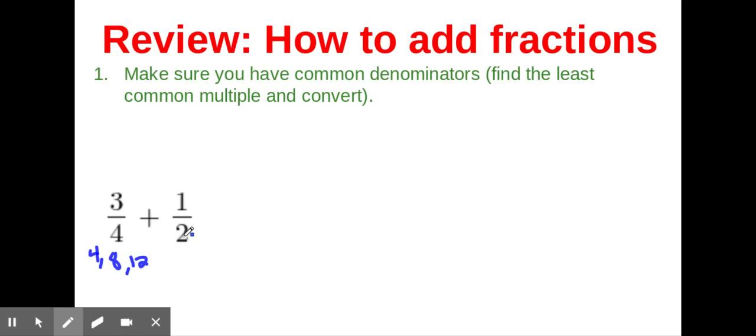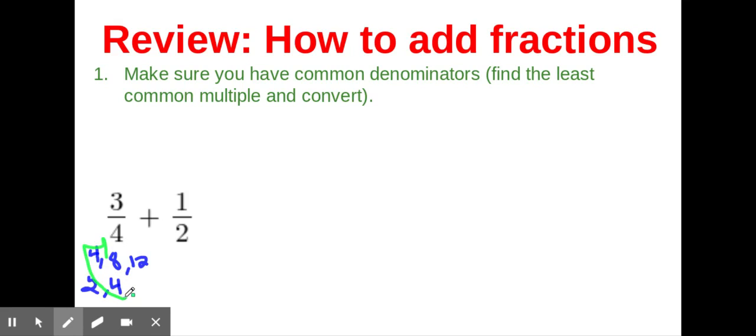And then I'm going to list the multiples of 2. 1 times 2 is 2. 2 times 2 is 4. And then as soon as I find one that matches on both of them, and it's the smallest one that matches, that is called my least common multiple. So in this case, my least common multiple is 4.